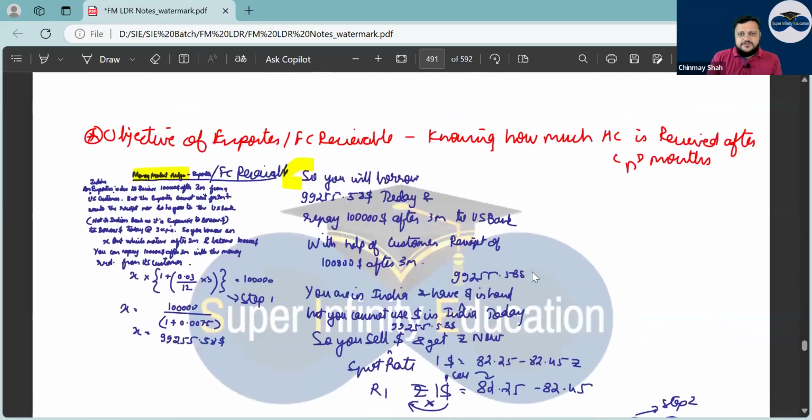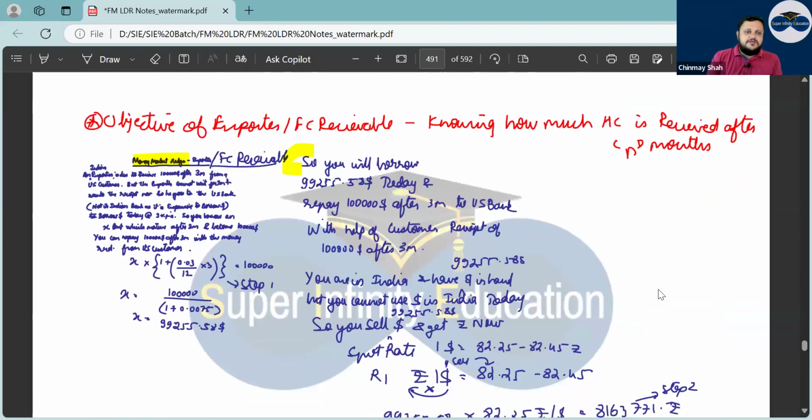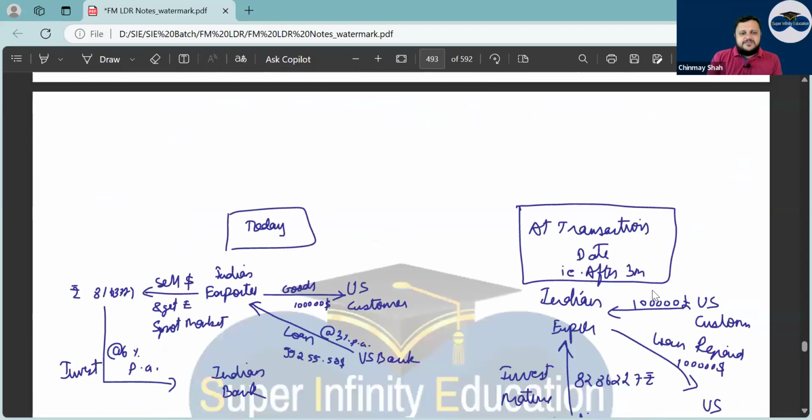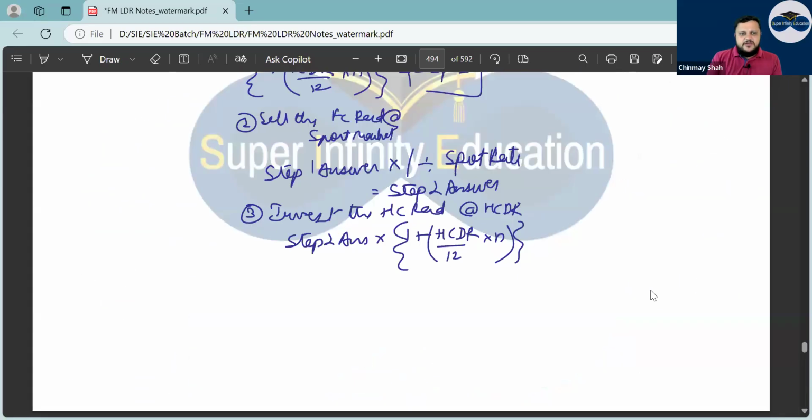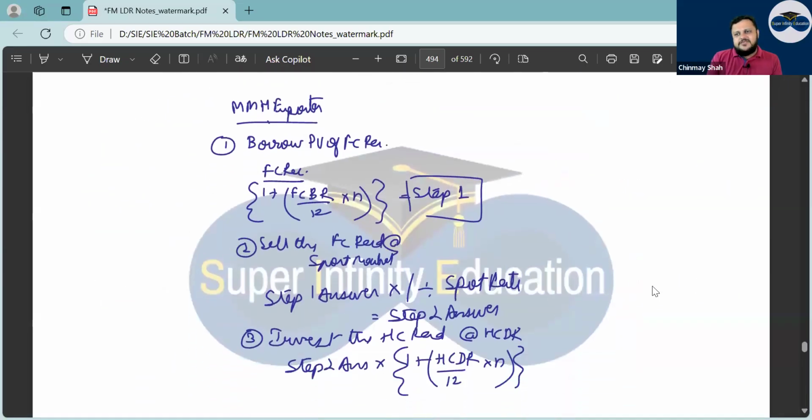Then you have the objective of the exporter. You have money market hedge. Money market hedge, the whole story you must be knowing, correct? I am just revising. Borrow the present value of FC receivable, right? So we find the present value of FC receivable: FC receivable divided by 1 plus FCBR by 12 into N.